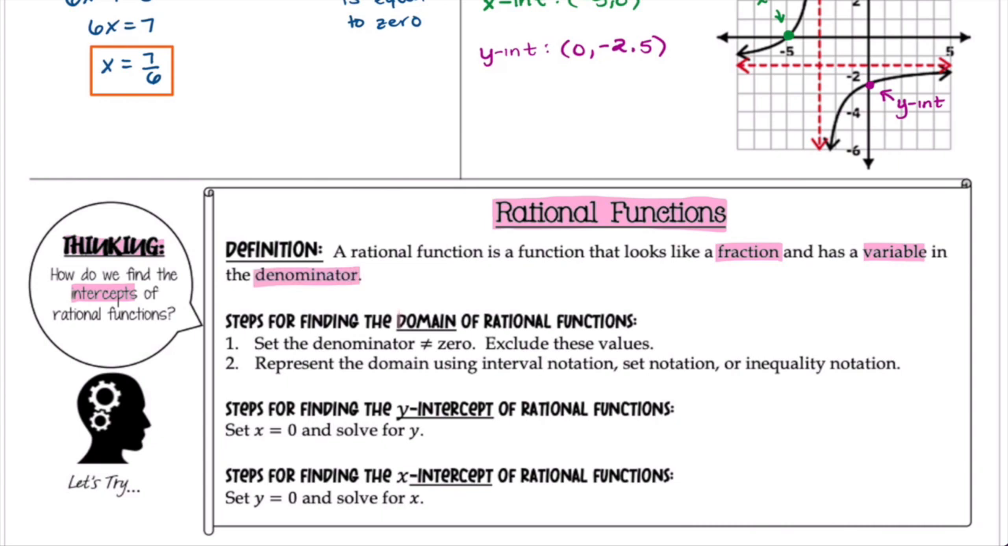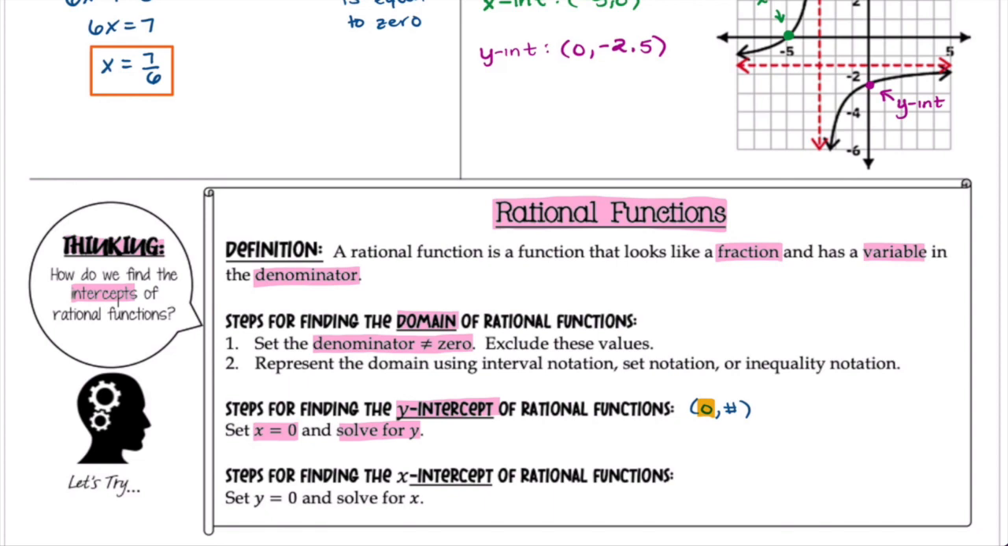Steps for finding the domain of a rational function: set the denominator not equal to 0 and exclude these values. Represent the domain using interval notation, set notation, or inequality notation. Steps for finding the y-intercept of a rational function: we set x equal to 0 and solve for y, because the y-intercept is always a point on the y-axis, which means we would have a point (0, some number).